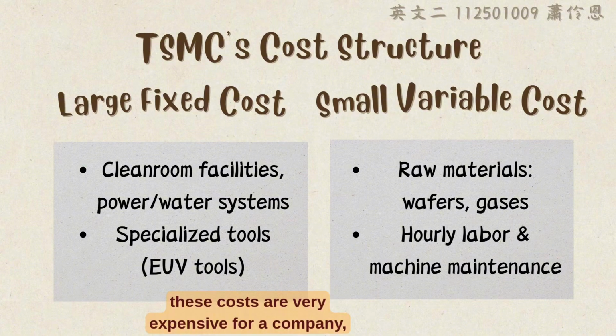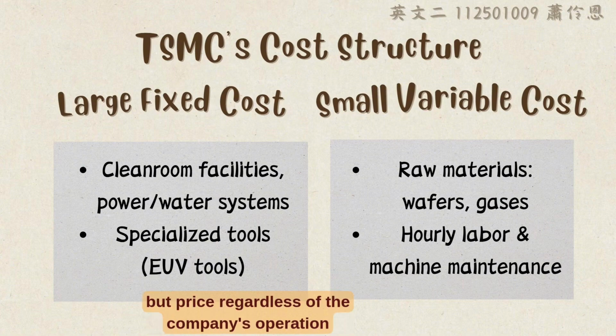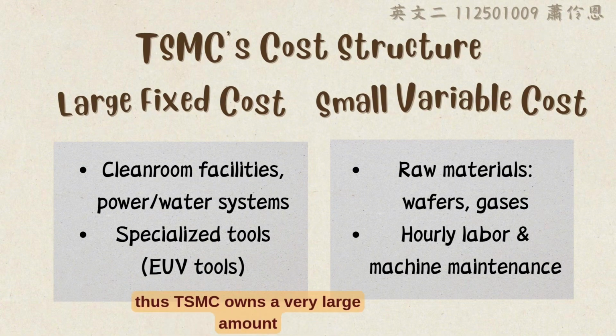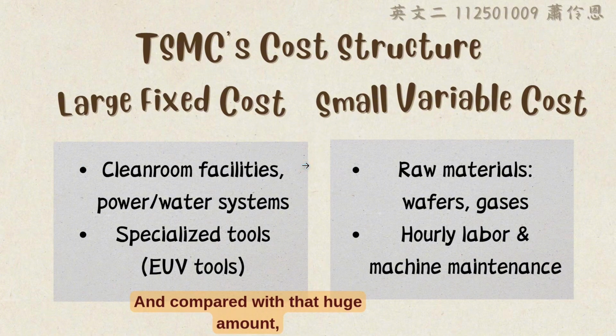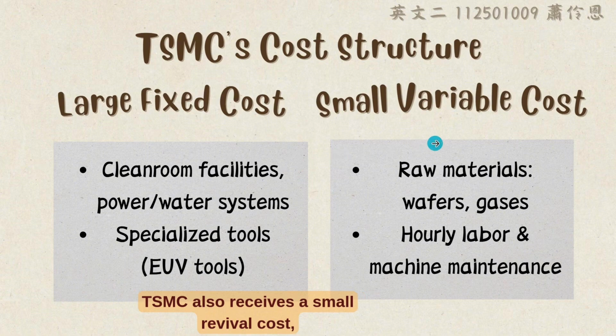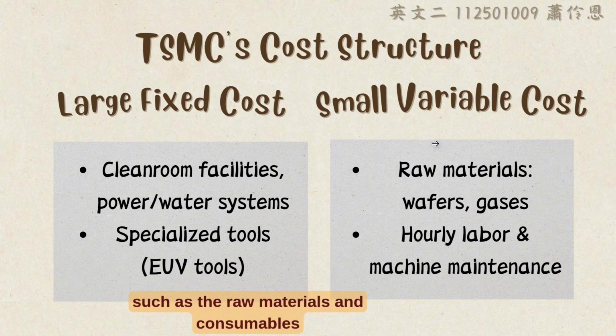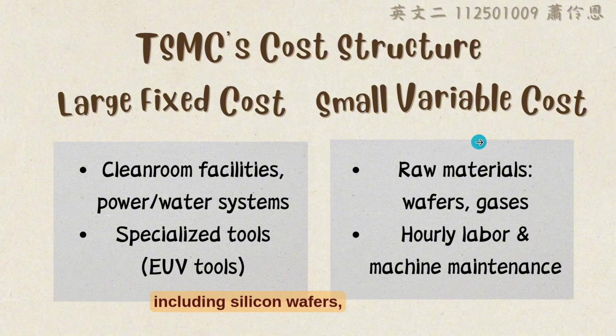So, these costs are very expensive for a company, but priced regardless of the company's operation condition. Thus, TSMC owns a very large amount of fixed cost. And compared with that huge amount, TSMC also receives a small variable cost, such as the raw materials and consumables for producing the chip, including silicon wafers, chemicals, or gases.